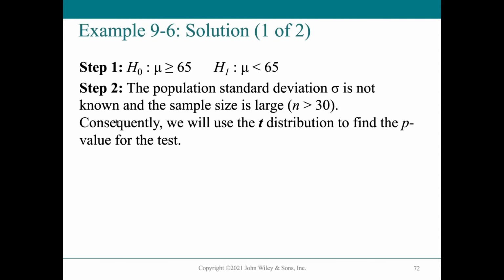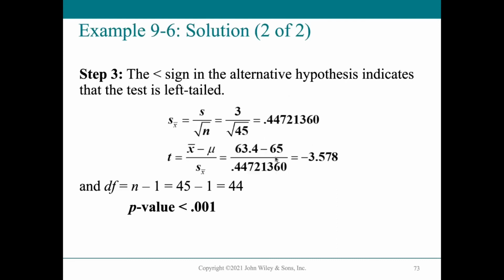Step 2, what type of test are we going to use? We have an unknown population standard deviation. We do not know sigma, but we have a large sample size. This is case 2, so we can use the t-distribution. The sign of the alternative hypothesis indicates a left-tailed test. So find our t-statistic from our sample mean. Just plug it into the equation.